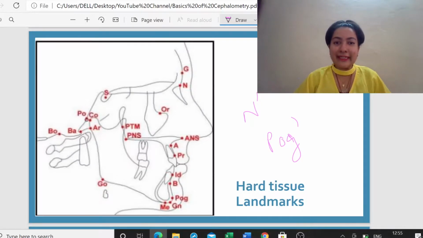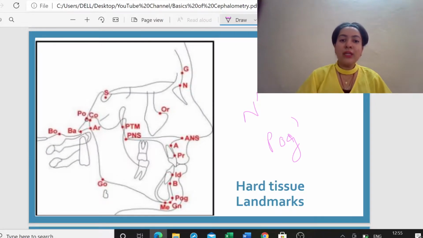So just one thing, it is ending at the end. So this is how you represent hard tissue and soft tissue landmarks. These are a few of the hard tissue landmarks as seen in the figure which you should know.